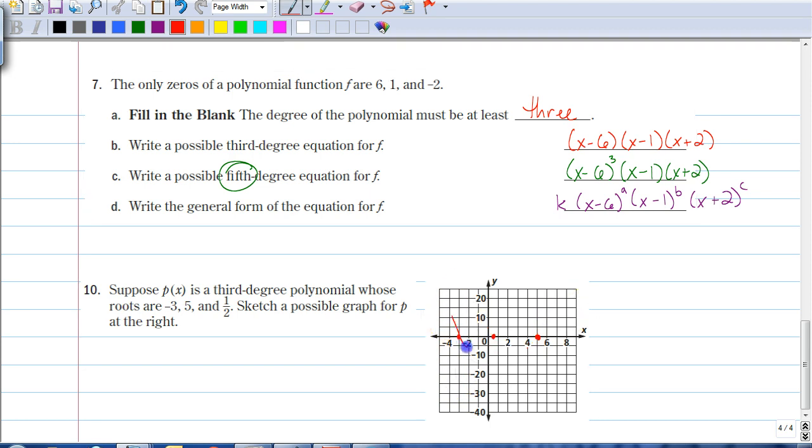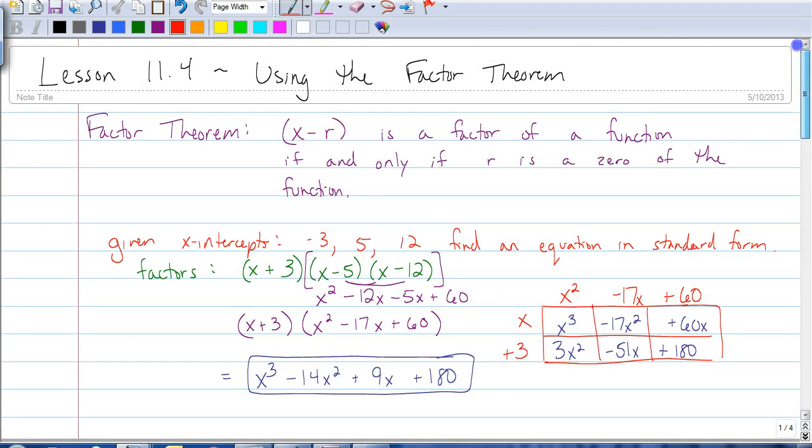Any graph I could come up with would be fine. So I can come up with that one, come up with one like that. You could make it so it's really steep. You do something like that. You could even throw in something funky in there, like that would work. So as long as your graph goes through only those 3 points on the x-axis, you're fine. So hopefully that's starting to make sense. But today, again, we're just looking at how to use that factor theorem a couple of different ways. So good luck on that assignment.